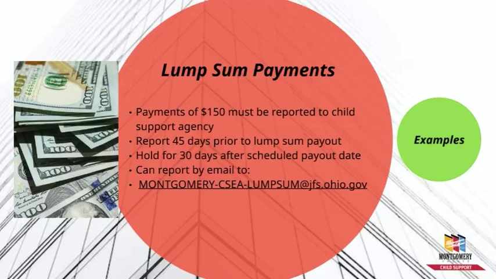Employers should hold lump sum payouts for 30 days after the payment date to allow the child support agency time to issue the correct paperwork. If you haven't received an order, please contact us so we can check on the status. Employers can report the lump sum payouts by emailing montgomery-csea-lumpsum@jfs.ohio.gov.